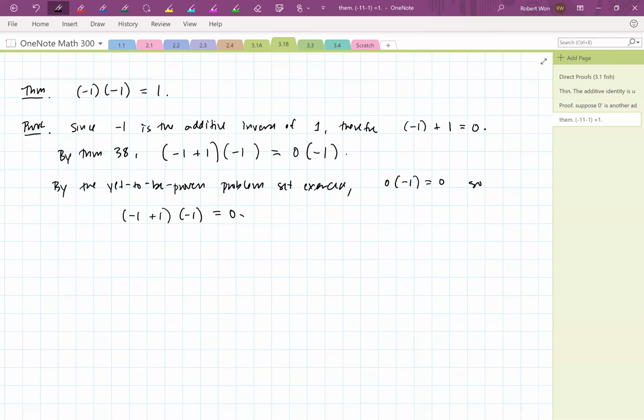Okay, now we can use distributivity. That's natural enough. So distributivity says that I can distribute this multiplication over this addition. So -1 times -1 plus 1 times -1 equals 0.